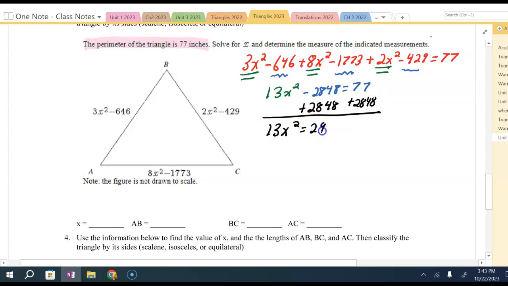is 2925. We'll divide by 13. And we'll get x squared is 225, which means x is plus or minus the square root of 225. So x is plus or minus, let me do that on my calculator, 15.